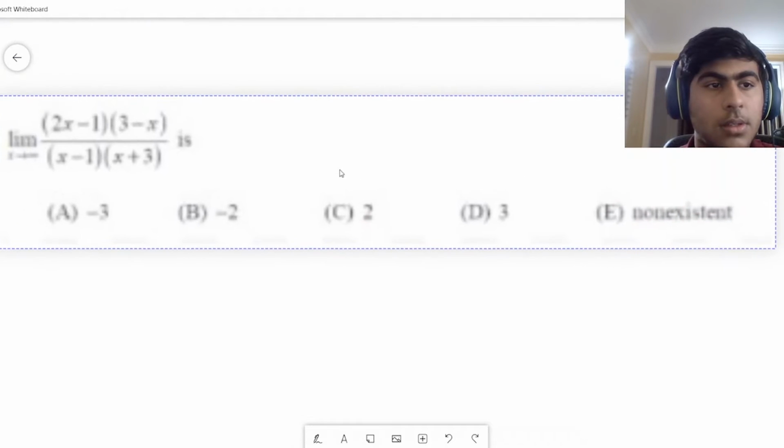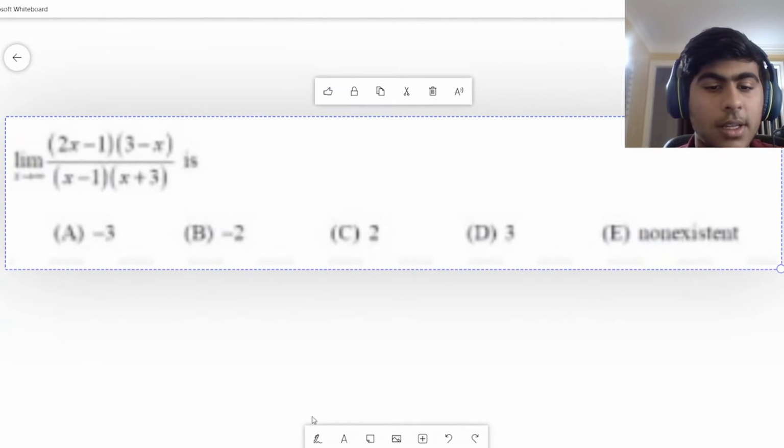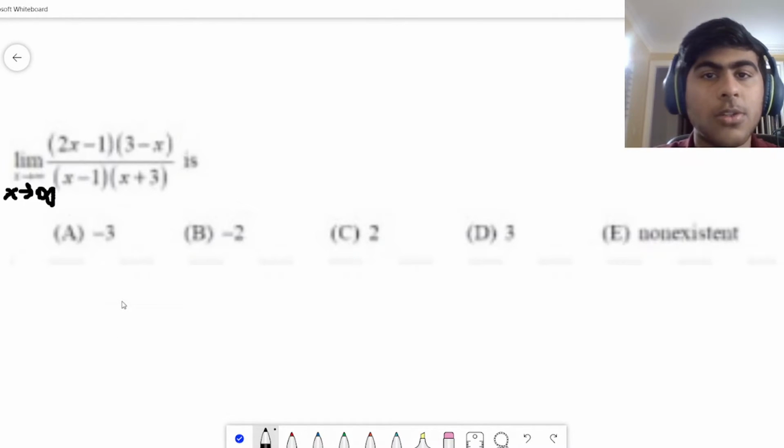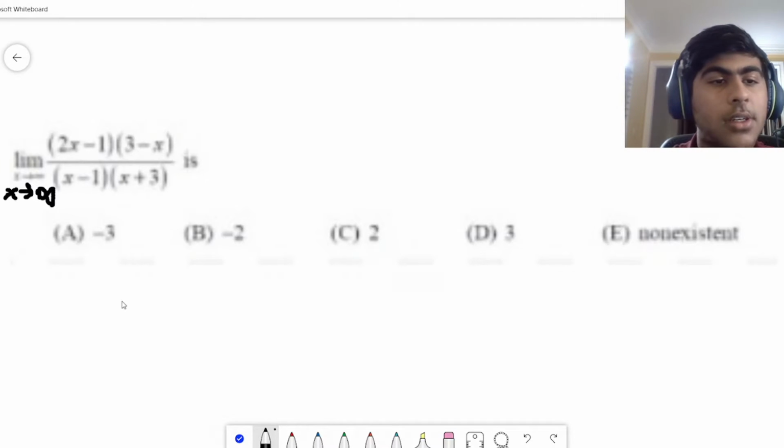Alright. I don't know how well you can see that, but that says the limit as x approaches positive infinity. Alright, so let's apply the techniques we know on this fraction to find the limit as x approaches infinity. If you remember, what we did to find limits at infinity or negative infinity is we found the highest degree term, right? So let's find the highest degree term.